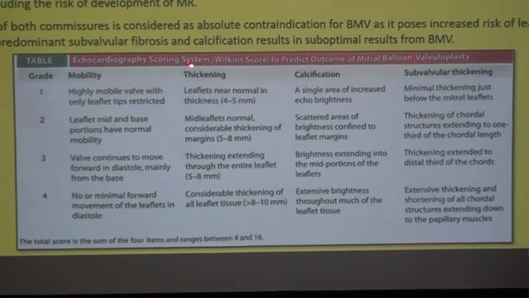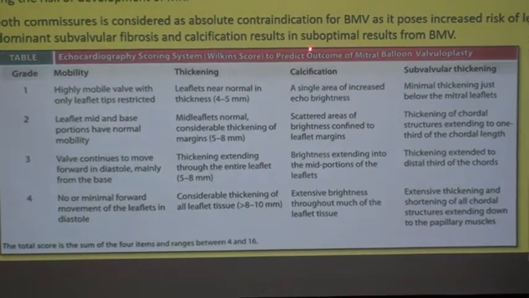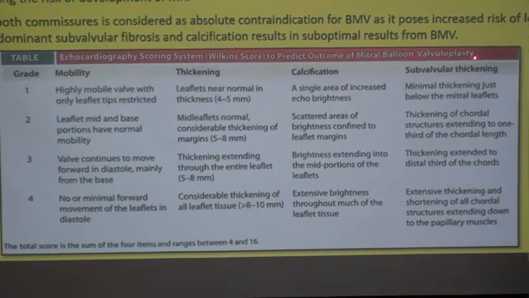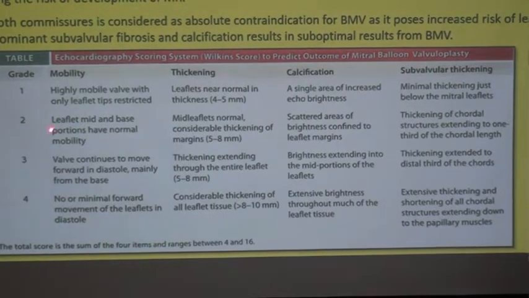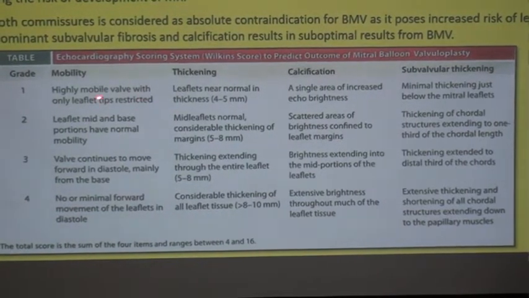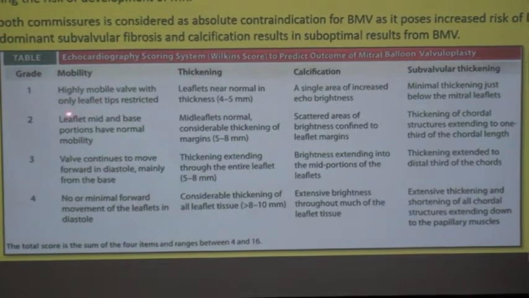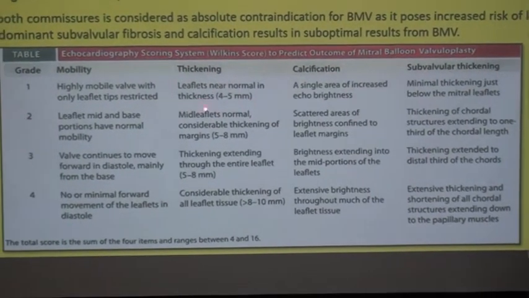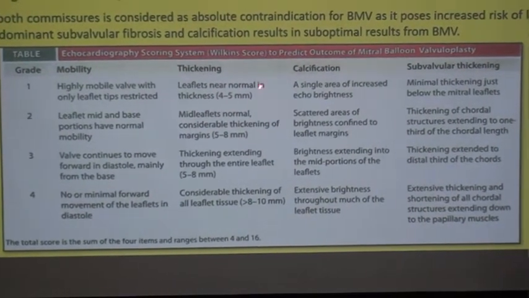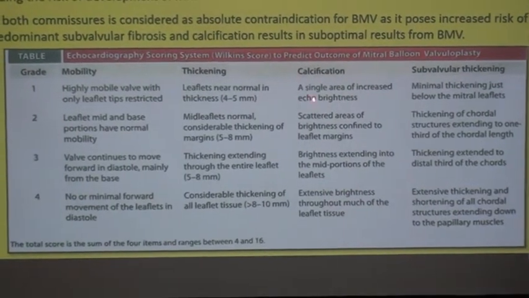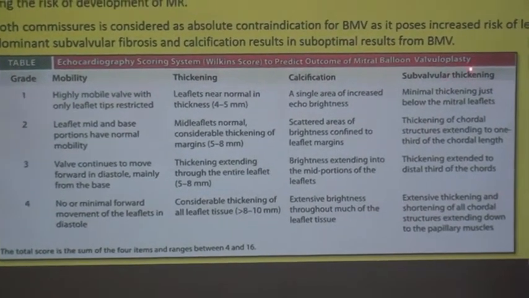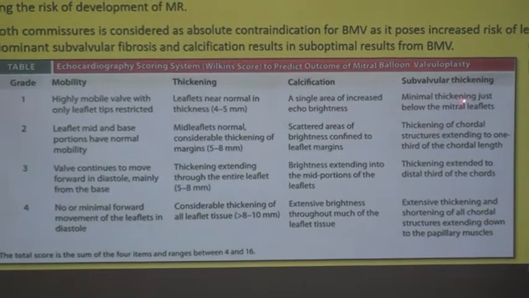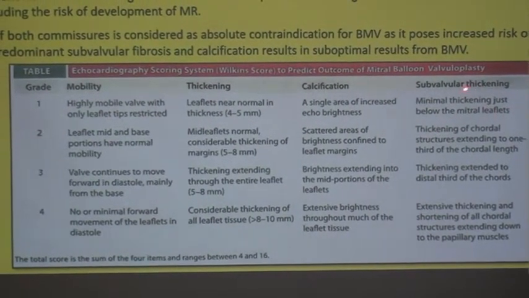Echocardiography scoring system of Wilkins to predict outcome of mitral balloon valvuloplasty. There are grades 1, 2, 3, 4. In grade 1, mobility: highly mobile valve with only leaflet tip restriction; thickening: leaflets near normal in thickness, that is 4 to 5 millimeter. Regarding calcification, a single area of increased echo brightness is seen. Subvalvular thickening: minimal thickening just below the mitral leaflet is seen.